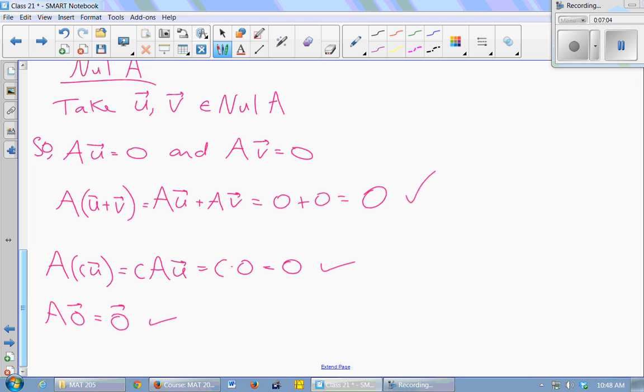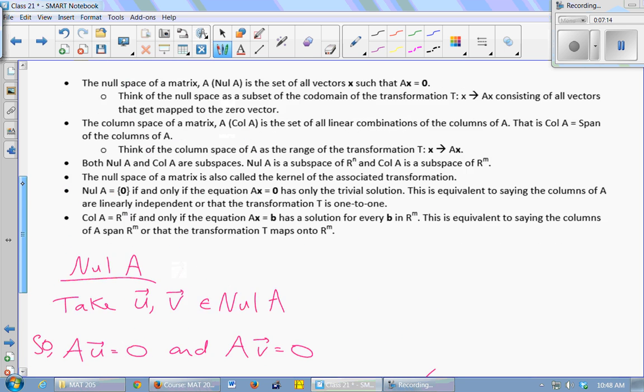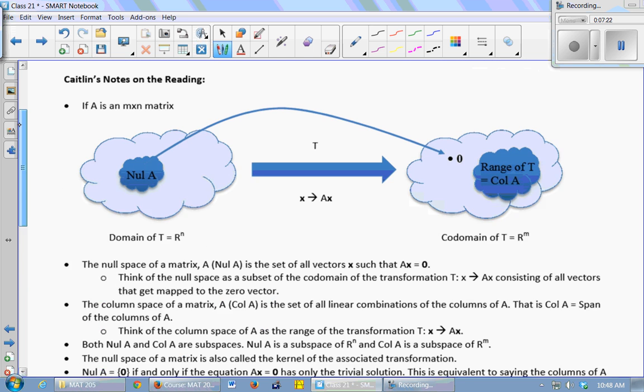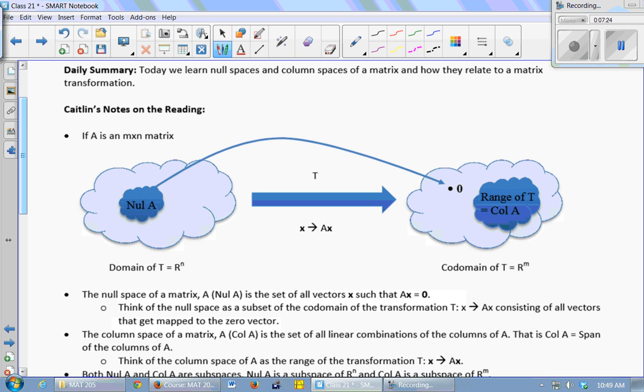You can do a similar argument for the column space of A. I won't go through the whole thing, but you just have to show these three things, and it's fairly easy to show. So both the null space of A and the column space of A are subspaces. Null of A is a subspace of Rn, because it lives in the domain. And column space of A is a subspace of Rm because it lives in the codomain.